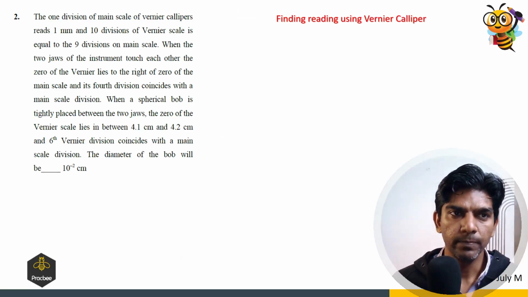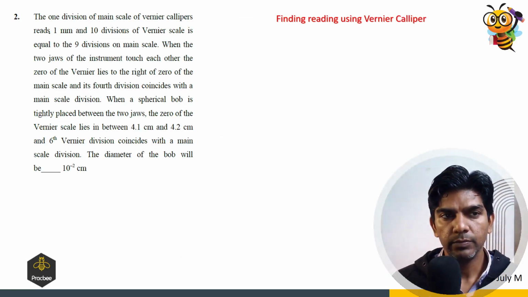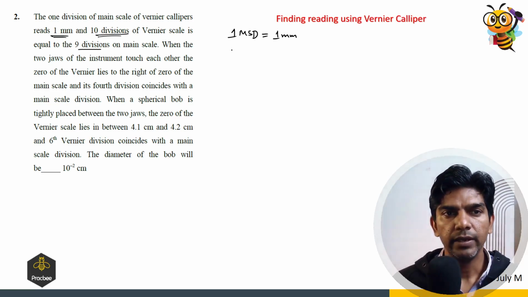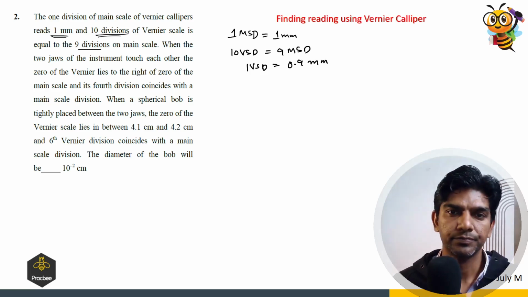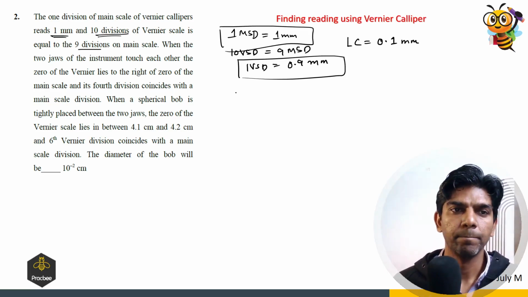Now let us see this question. The one division of the main scale of Vernier caliper reads 1 millimeter and 10 divisions of the Vernier scale is equals to 9 division on the main scale. So it means one main scale division is 1 millimeter and 10 Vernier scale division is equals to 9 main scale division. So one Vernier scale division will be 0.9 millimeter. So from this we can find the least count, that will be 0.1 millimeter.